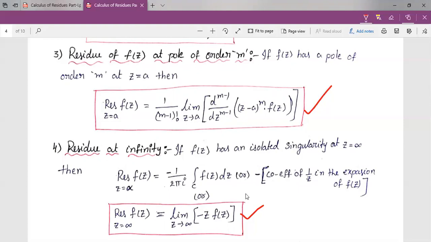So these are some basic definitions of calculus of residues. Now we will discuss some examples on these definitions in the next lecture.